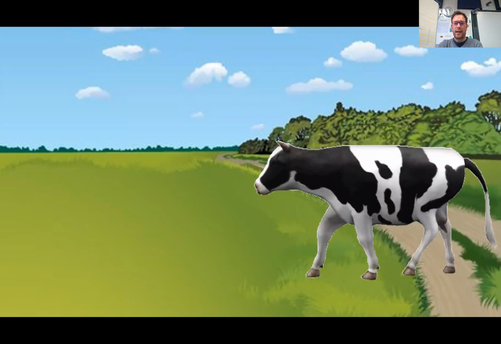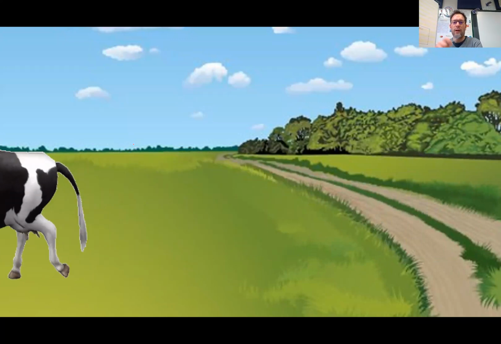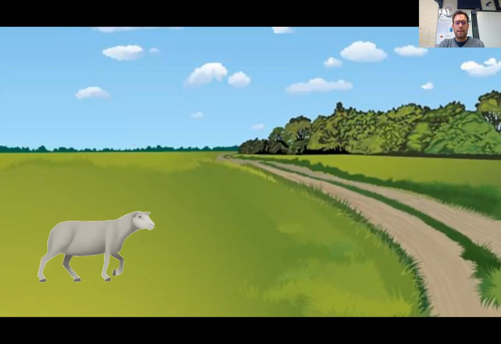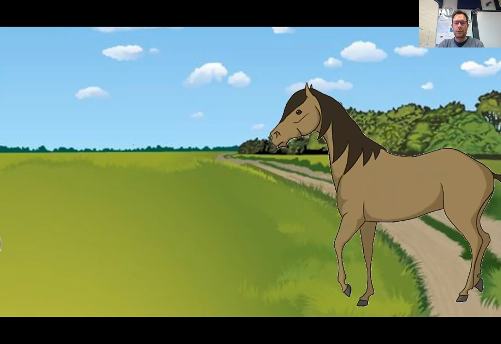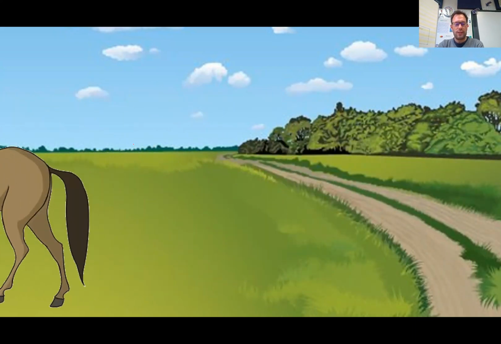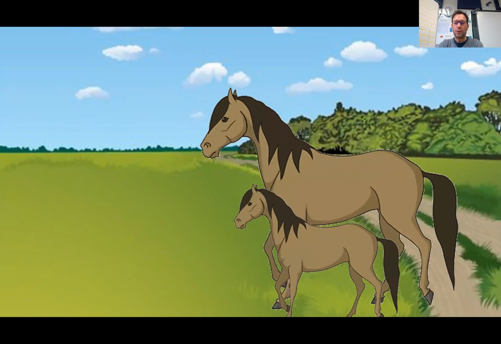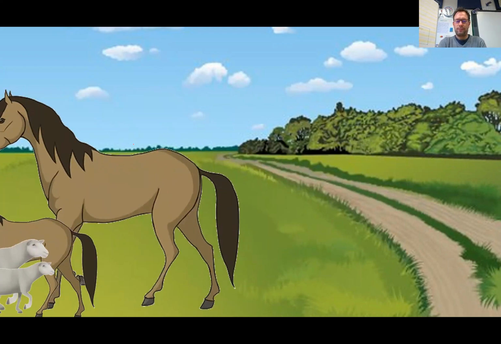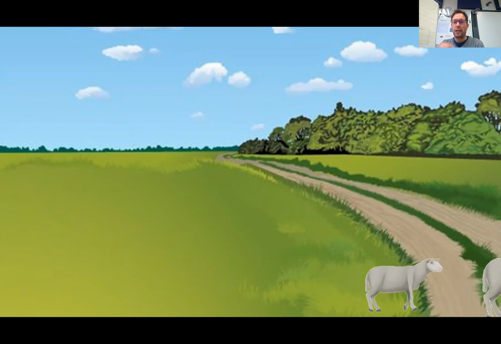Oh, there's our first one. There's a cow. So you should be writing the word cow and then doing a line next to it. Oh, there's a sheep. So now we need to write down sheep. And a horse. That's our first horse. Another horse. Oh, 2 horses. And 1, 2, 3 sheep. So that's 1, 2, 3 more lines for sheep.